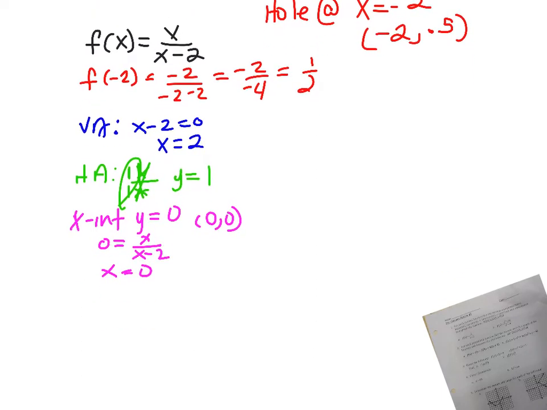Now my y-intercept, remember the y-intercept is when x equals 0. So I have y equals 0 over 0 minus 2. So that's 0 over -2. So that's also 0, 0, which makes sense because that's the origin. If it's an x-intercept, it has to be a y-intercept. All right, so let's start graphing.